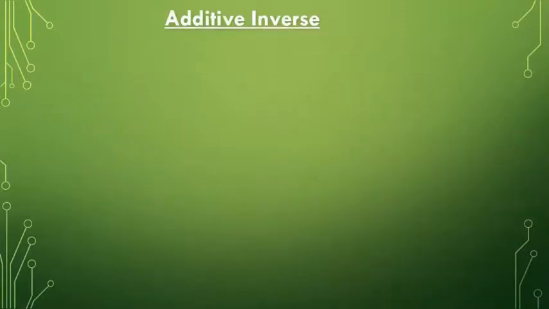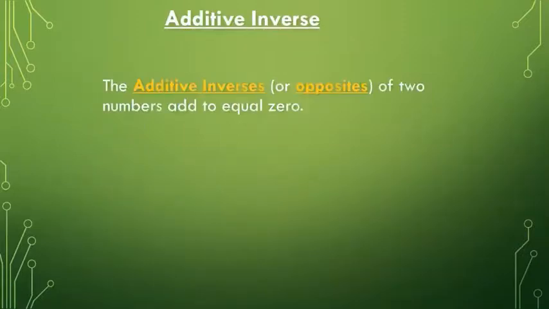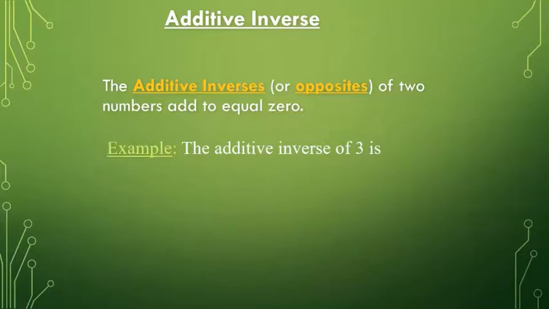Now we will learn about the additive inverse. The additive inverse or opposites of two numbers add to equal 0. For example, the additive inverse of 3 is minus 3. To explain this, we learned in the rules of addition that if the two signs are different, we have to subtract them and keep the sign of the larger number.